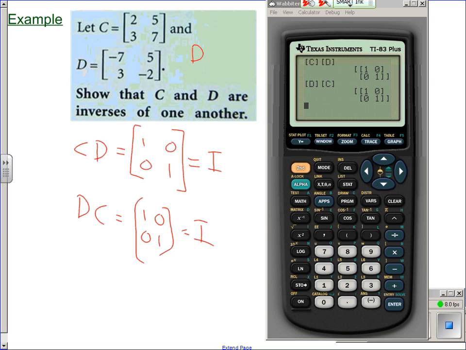So we could write matrix D as C inverse. We could write matrix C as D inverse. They are inverses of each other, so it doesn't matter which one.